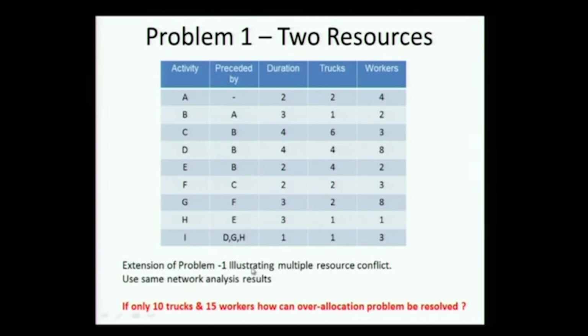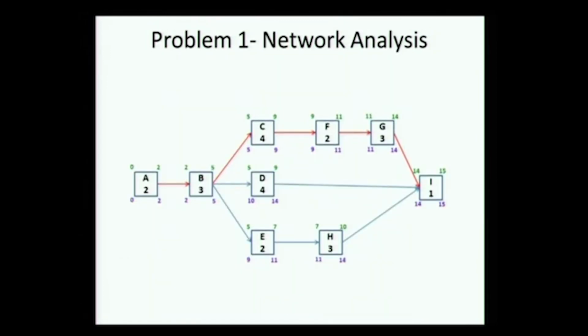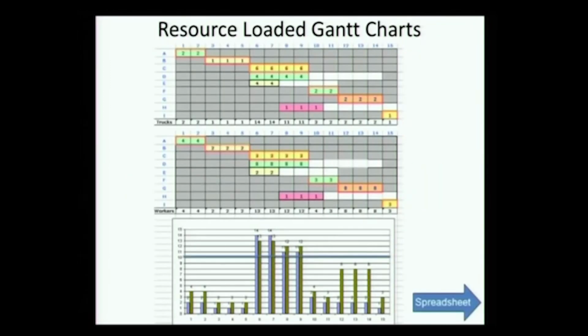Now we are going to look at multiple resources and the possible conflicts multiple resources can cause. I am limiting now the same 10 trucks, but 15 workers. Remember, this was the network. And I am going to the spread.